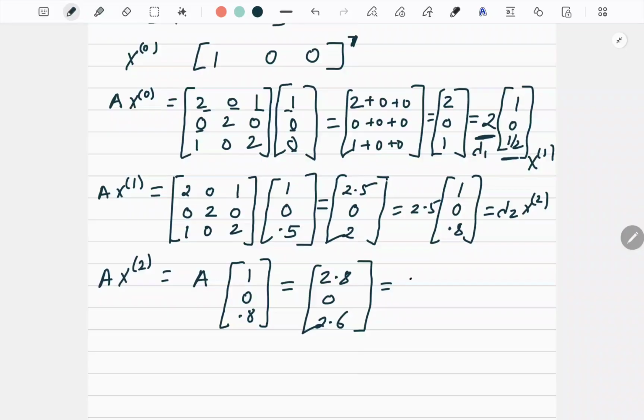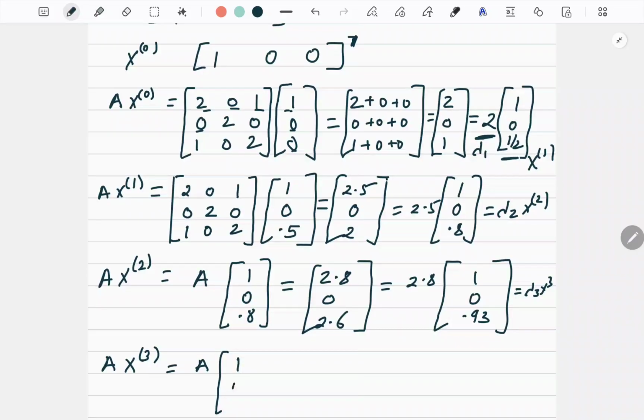Now you take 2.8 out. So you are left with 1, 0, 0.93. This becomes my lambda 3 and x3. Now I will do A x3. So A, what is x3? 1, 0, 0.93. Correct? So this value is equal to, just multiply this, you will get 2.93, 0, 2.86.